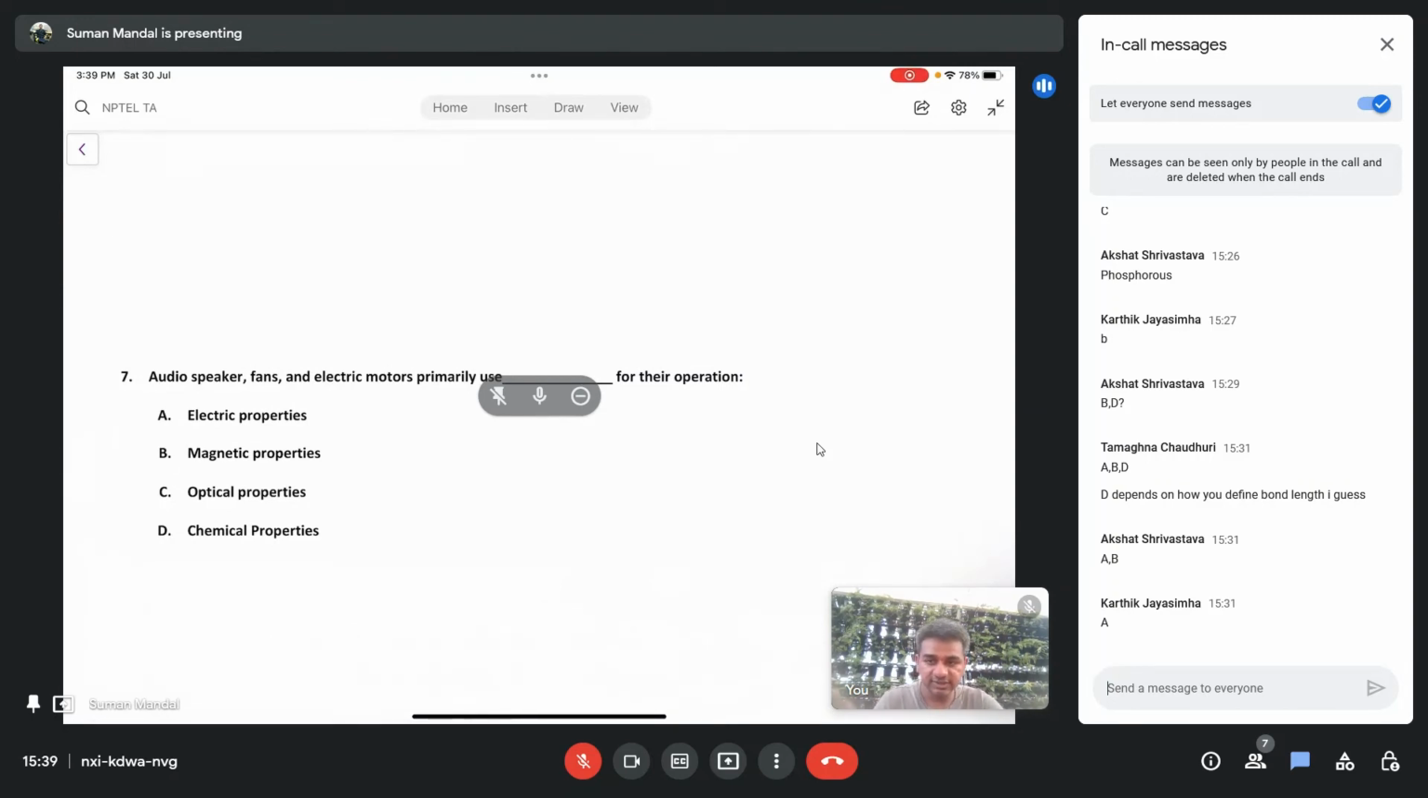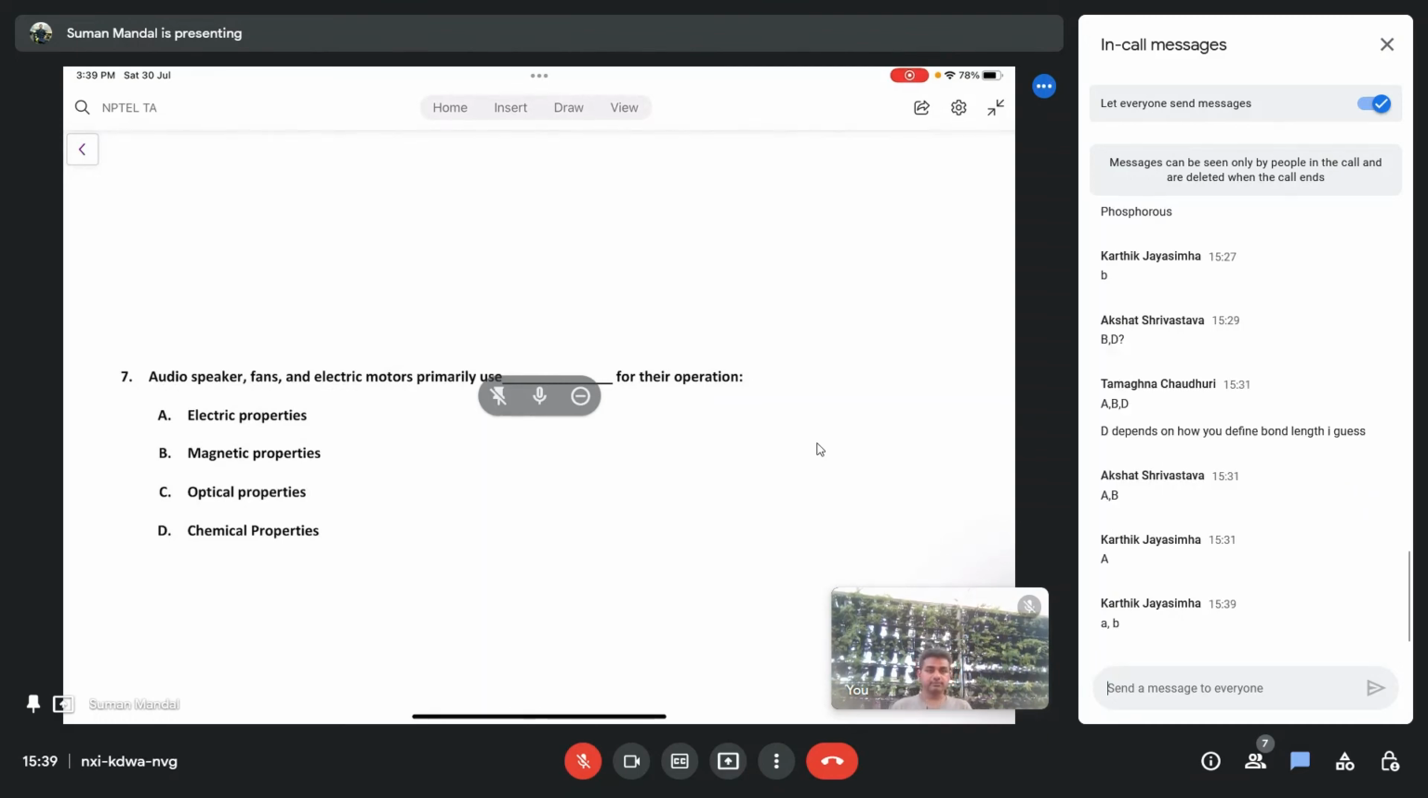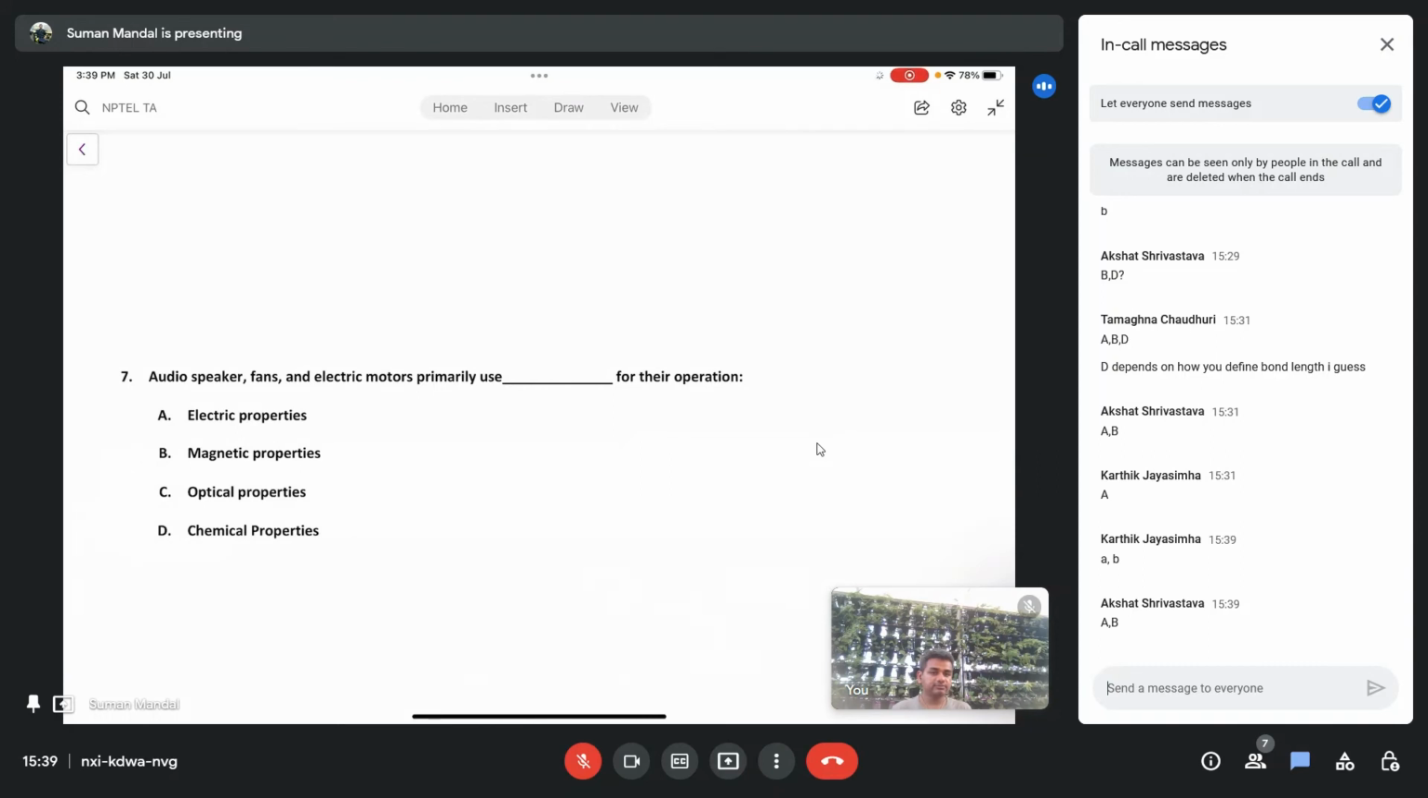So we all have these tools in our home. We have audio speakers, we have fans, and any kind of electric motor. Which property is used for their operation? A and B. I'll wait for a minute.